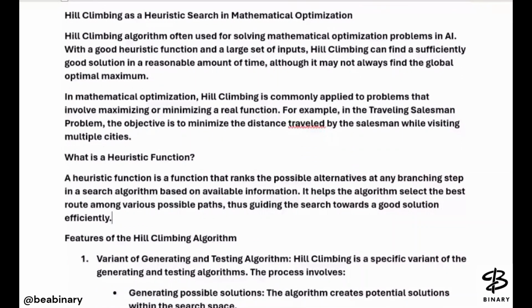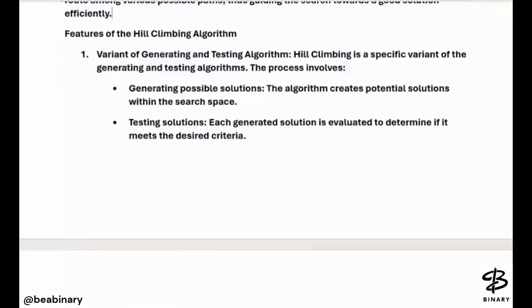If we talk about the hill climbing algorithm, a feature is that it is a variant of the generate-and-test algorithm. Every time it is testing, every time it is generating different variants. How? Hill climbing is a specific variant of a generate-and-test algorithm. The process involves generating possible solutions. At every step, it generates the possible solution or the possible paths. The algorithm creates potential solutions within a search space based on the present state.